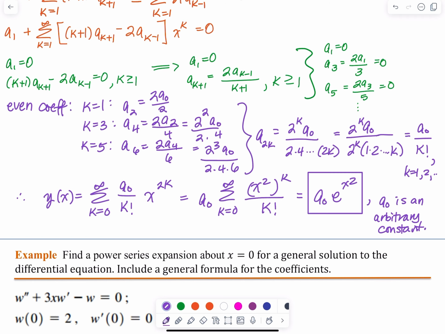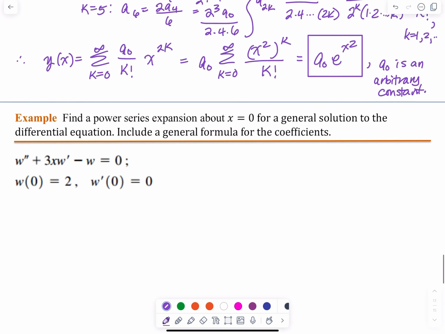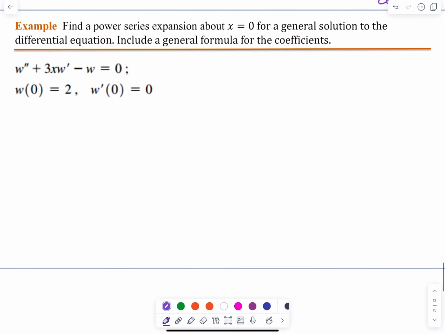Okay, let's go ahead and take a look at our last example. Find a power series expansion about x equal to 0 for a general solution to the differential equation. Just like we did before, we are going to find a general formula for the coefficients. Again, for w of x, we have the sum k equal to 0 to infinity of a sub k multiplied by x to the k. So we can find our derivatives right in the middle of our equation. Let's go ahead and do that.